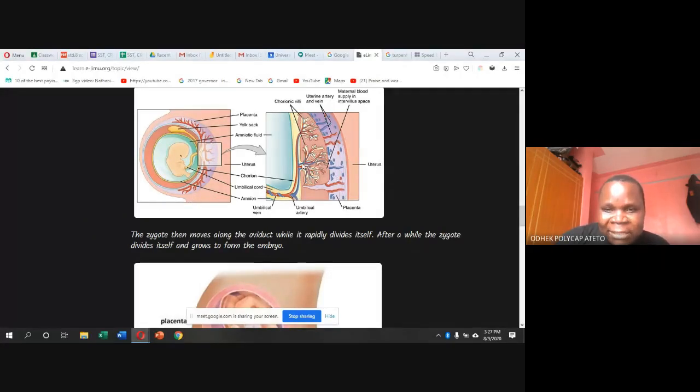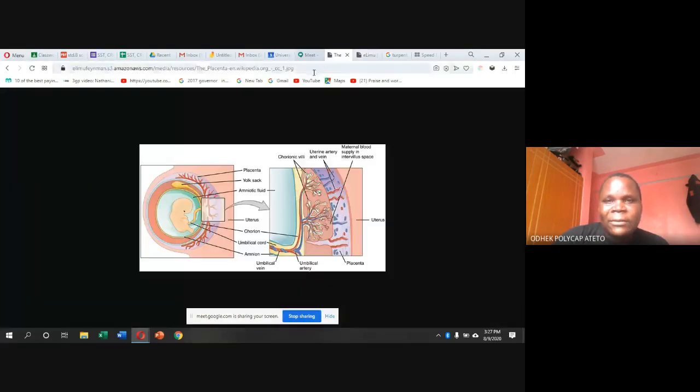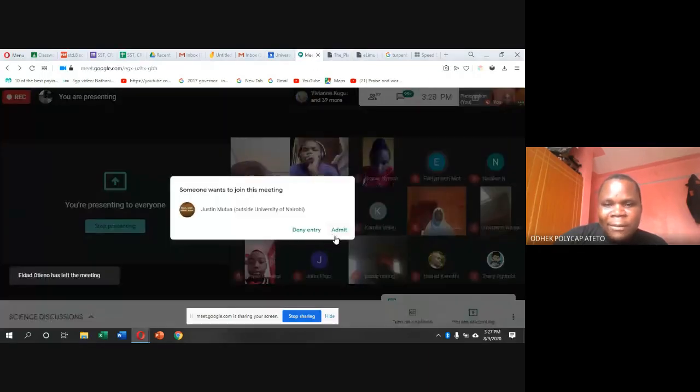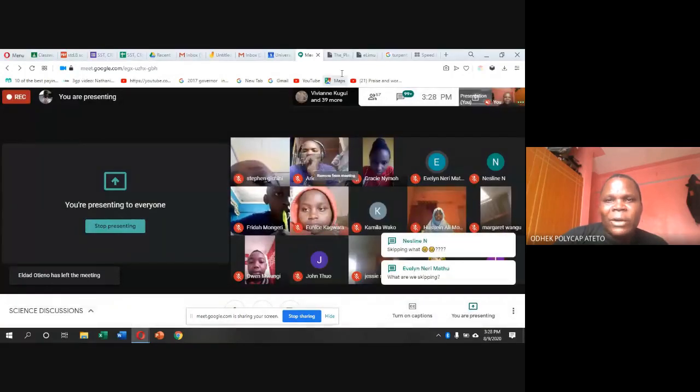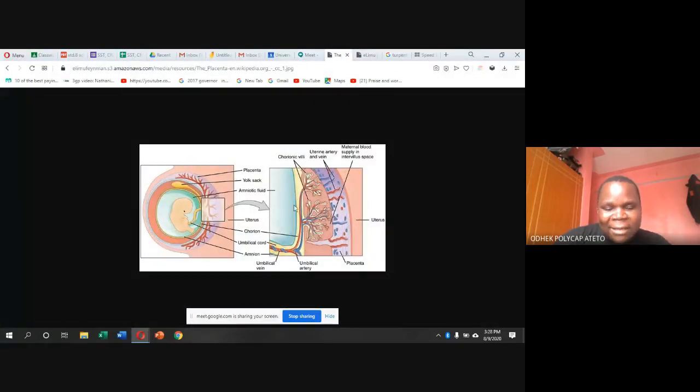So what happened here is that the placenta is connected with the, I wanted to admit somebody here. Okay, so what happened here is that the placenta is connected with the umbilical cord.